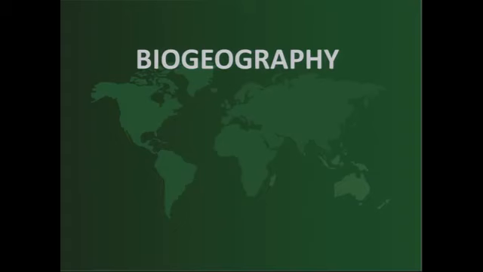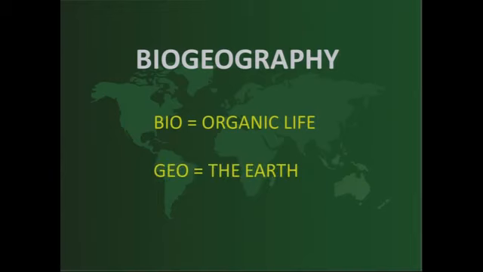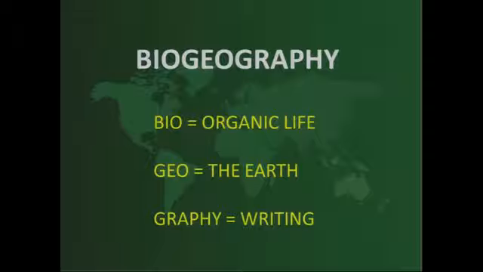Okay, migration after the Genesis flood. How did plants and animals spread around the world so quickly? Well, this talk is about a subject called biogeography. The word biogeography is derived from Greek. Bio means organic life, geo, the earth, and graphy, writing. Biogeography simply means the geography of life. It's the study of where on the earth we find the different kinds of plants and animals.